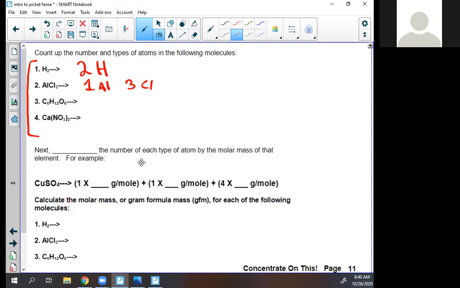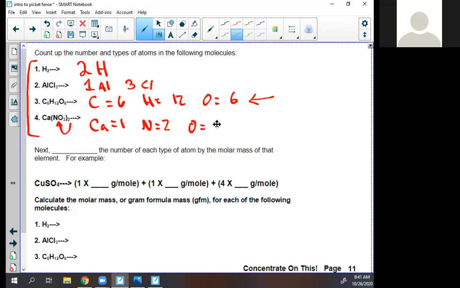All right, let's put this together. First off, C's, there's 6. H's, there's 12. O's, there's 6. Anyone know what this stuff is? This is sugar or glucose. All right, and then this is the only tricky one. There's Ca, and there's one of them. How many N's? N's, there's just 2. It's 2 times the 1 that's next to the N. We don't write a 1, but if there's not a number, it's a 1. And then oxygens equals 6.